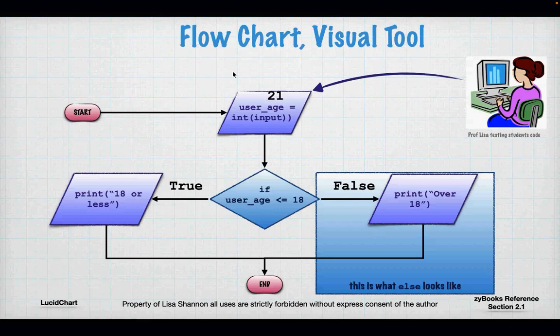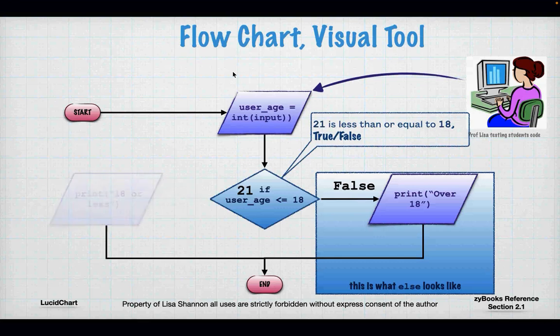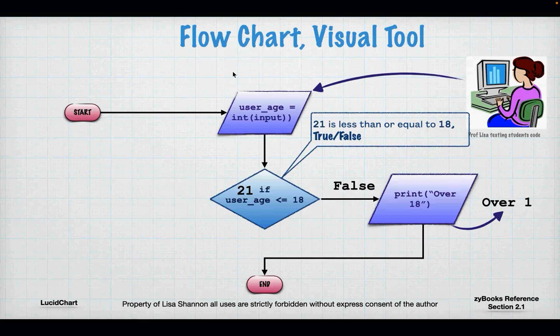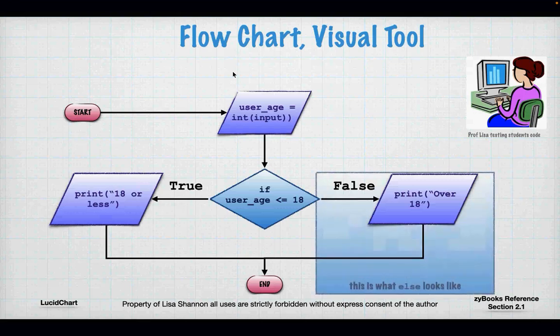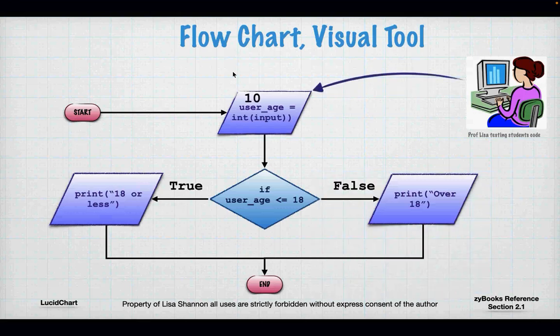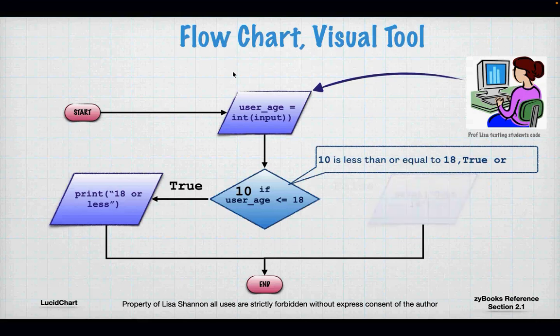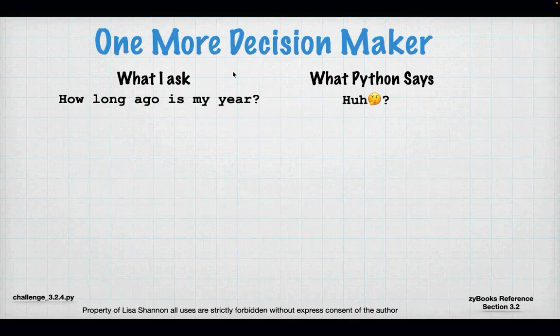And let's say I put in 21. So 21 is user age, is 21 less than or equal to 18, true or false? Well, 21 is not less than or equal to 18, so I'm going to print over 18 and be done. And why I removed that true stuff is because this is what Python will see. It will skip over that if every single time. So if I do one more of these, and I say I'm 10, user age is 10, user age is less than or equal to 18. That is a true statement. So all of the stuff for the false goes away. It prints 18 or less, and I'm done.